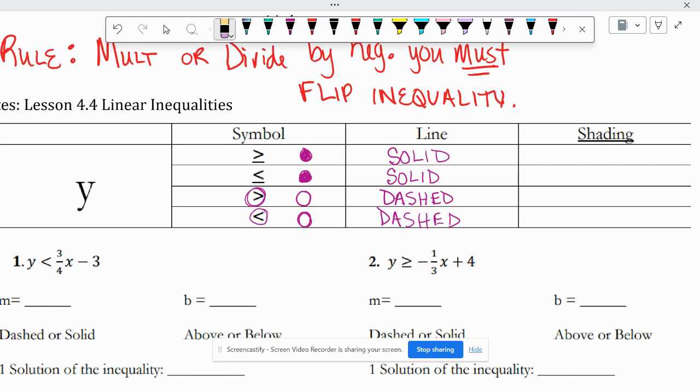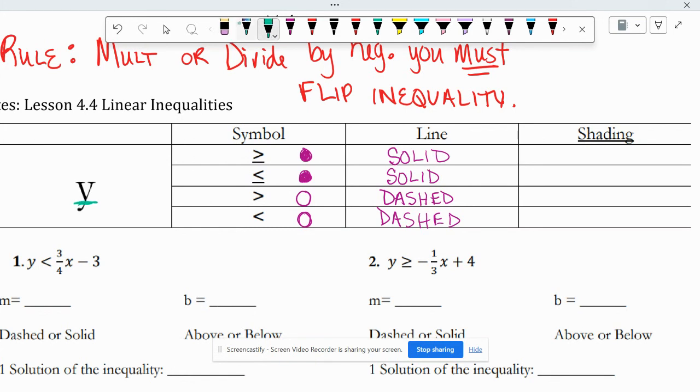We're going to write all of our inequalities when we solve them, when we set them up. However, we're going to make them all look linear, like y equals mx plus b. But it's not going to have an equal sign there. It's going to have an inequality.